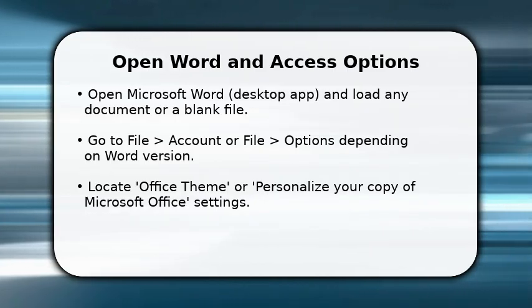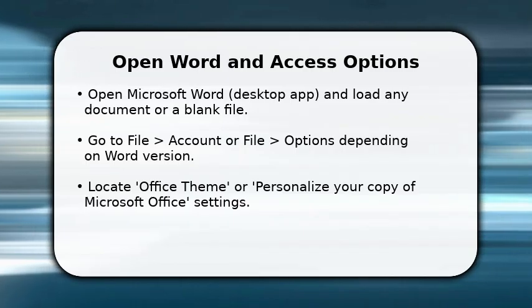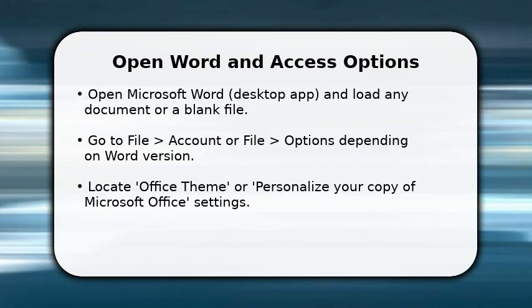Once you reach Account, look for Office Theme. If you open Options, select General and find Personalize. These are the exact controls that toggle dark versus bright appearance. So pause here until you see those labels before moving to the theme selection step.